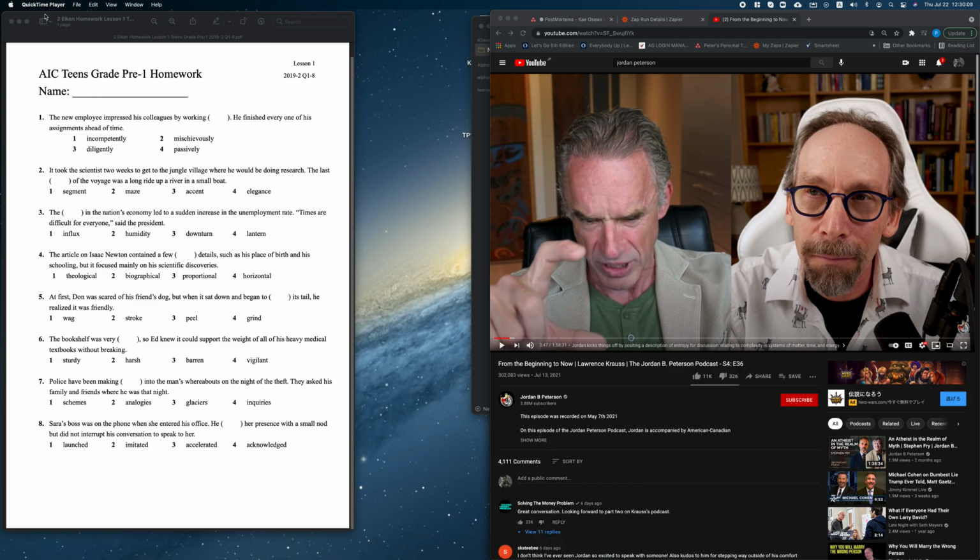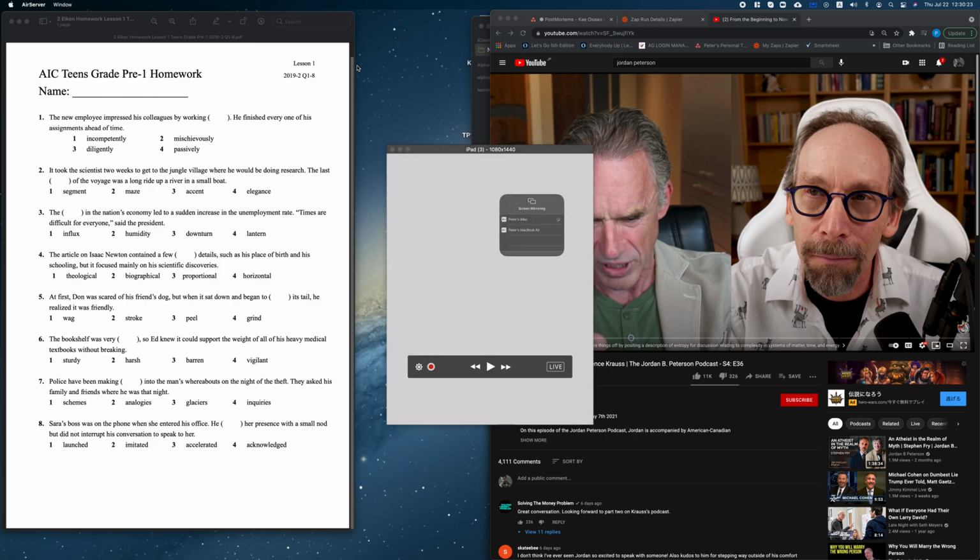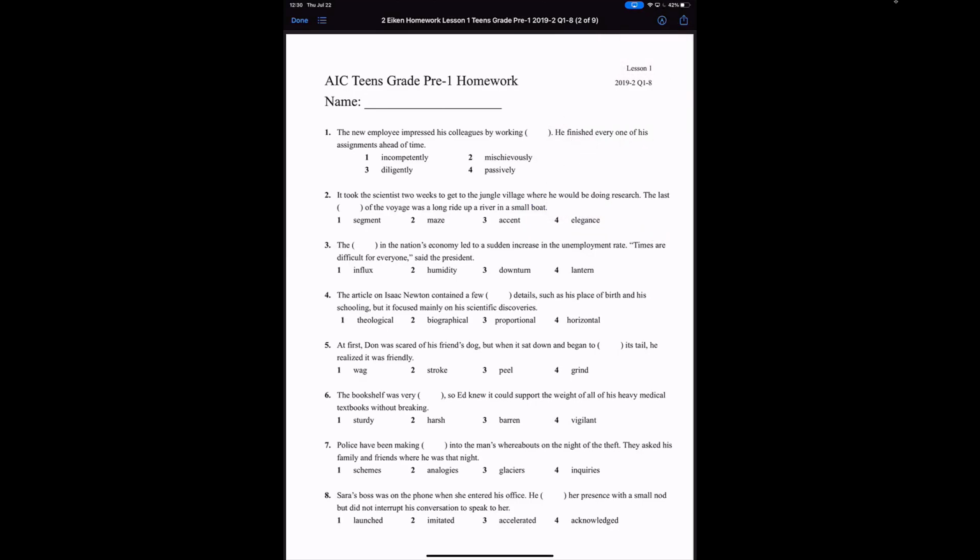Okay, so now I'm just going to do an overview of the grammar and usage exercises that you'll find in Eiken. So let's just look at a few examples. First, here's a set of grammar and usage exercises for Pre-1.